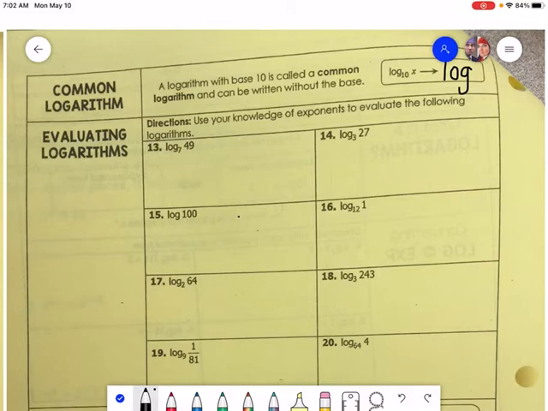Okay, so you might just see log of x. When you just see log of x, that means that that is a log base 10. So if you don't see a base, understand that we assume that the base is 10. Cool?